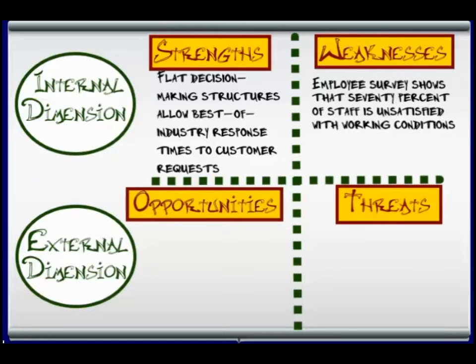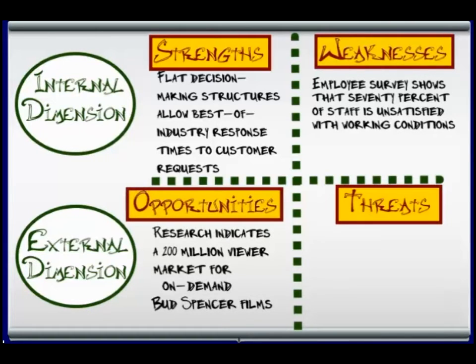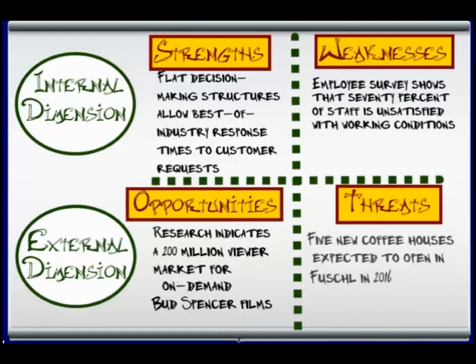It looks at the major opportunities that await the company now and in the future, and it considers the major threats looming over the company. An opportunity might be: new research indicates a 200 million viewer market for on-demand Bud Spencer films. An example for a threat would be: 5 new coffee houses are expected to open in Fröschl in 2016.